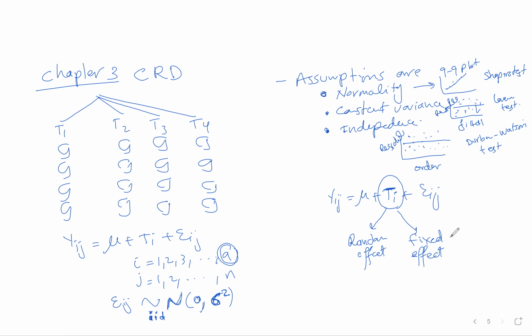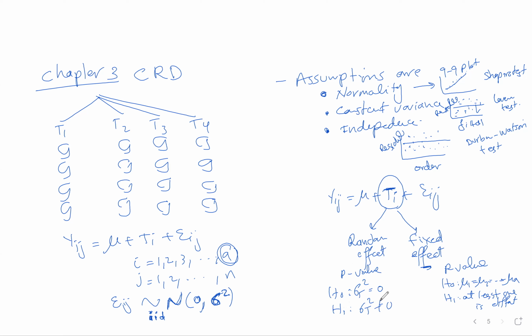If we have a fixed effect, the p-value is used to test H0: mu1 equals mu2 equals up to mu A, against at least one is different. But if I assume a random effect, the p-value is used to test H0: sigma tau square is 0, against sigma tau square is not 0.